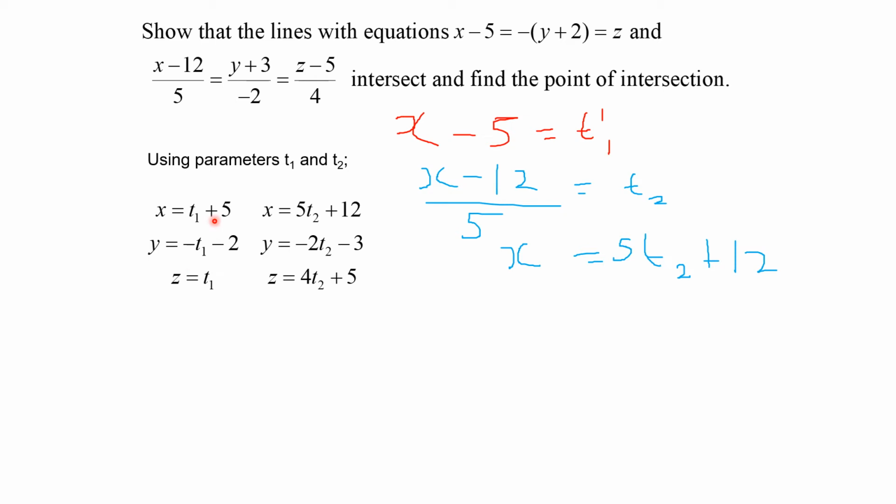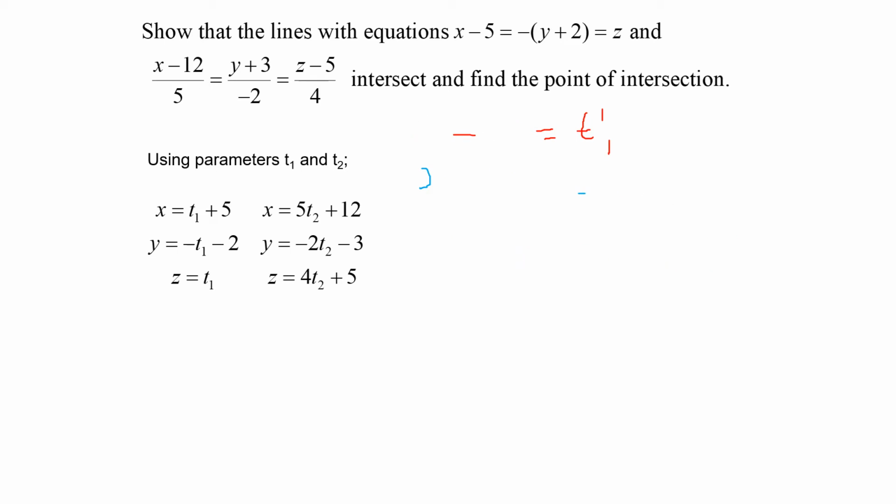So once you get your x, y, z in terms of t1 and x, y, z in terms of t2, your next step would be to simply equate the x with x and the y with y, because you need to find the value of t1 and t2. So for the next step, you need to equate the x with the x, because x and x should have the same value. If the two lines intersect, the value of x and x has to be the same for both equations, and also followed up by y and z.